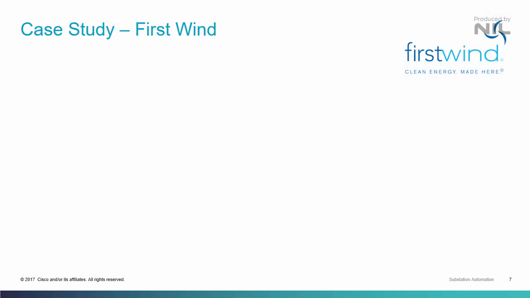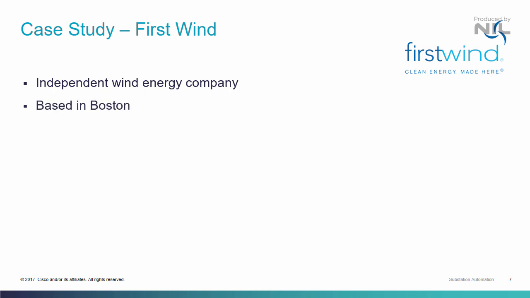First Wind is an independent wind energy company focused solely on development, construction, and operation of utility-scale wind energy projects in the United States. First Wind is based in Boston, but it has developed and currently operates wind energy projects all over Northeast, the West, and in Hawaii. The total installed capacity of these projects is 735 megawatts.